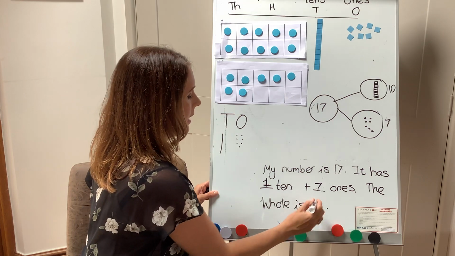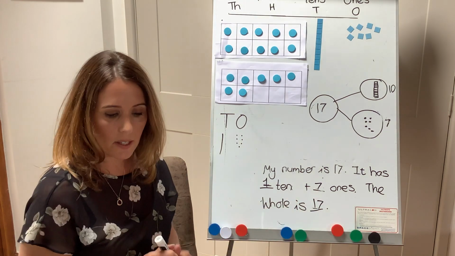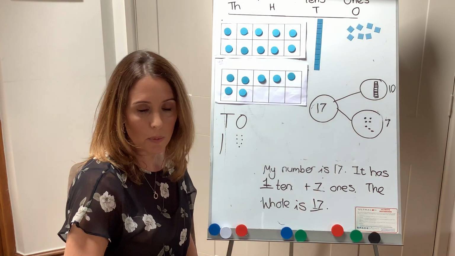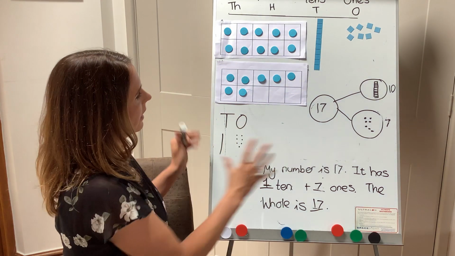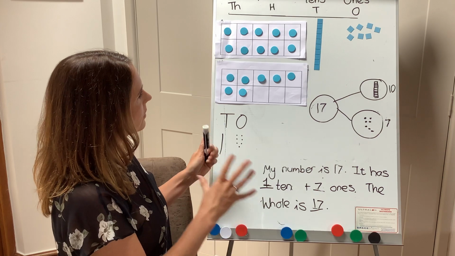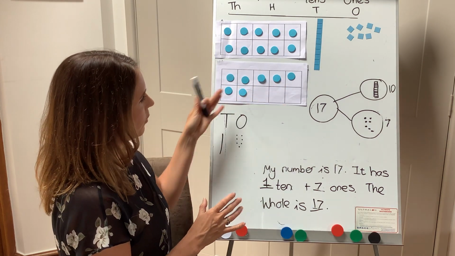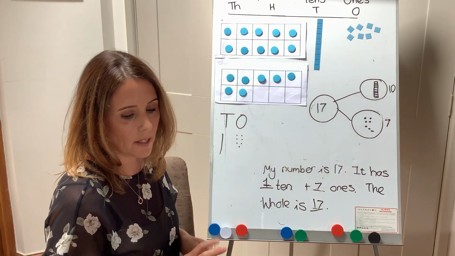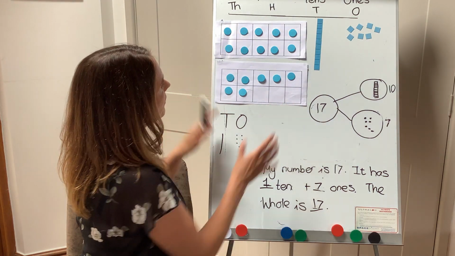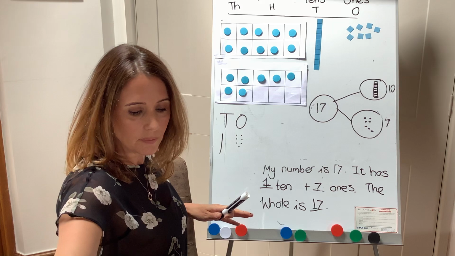My number is 17, it has 1 ten and 7 ones. The whole is 17. Okay, so in the activity section, there's going to be some more practice on using the tens and ones, using the base 10 or the tens frame or the pothole model to break up different numbers into tens and ones.